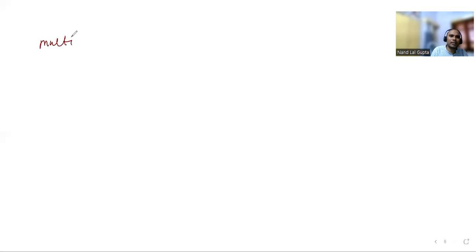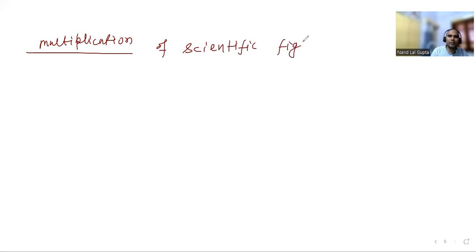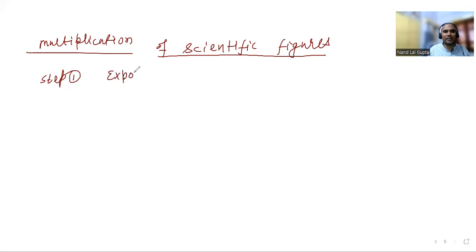What do you do for multiplication? How will you do the multiplication of scientific notation? Can you tell me? Do you know, if this type of numbers are there, how can you do it? Step number 1. Okay. Exponent gets added. Exponents get added.